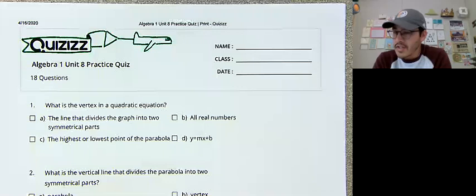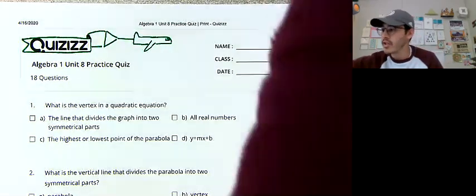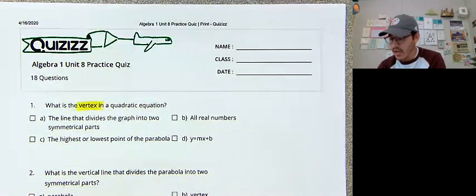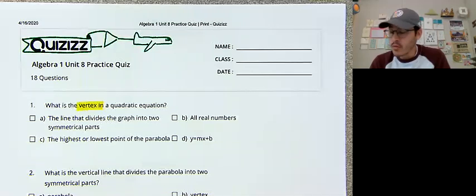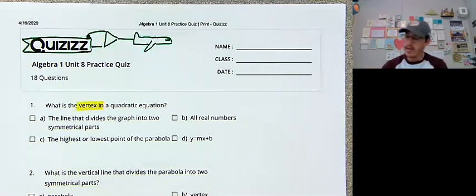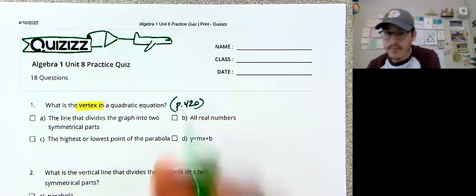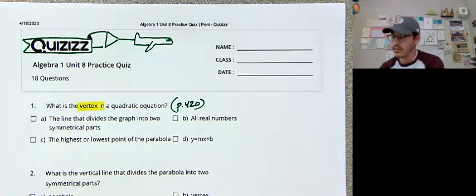All right, so let's get into the algebra here. The first couple questions are more like vocabulary, and then we're going to start doing some calculations, looking at graphs of quadratic functions. All right, question number 1. What is the vertex in the quadratic equation? Now, if you've forgotten the meaning of this word, I will drop a little hint here. You can refer to page 420 in your textbook.